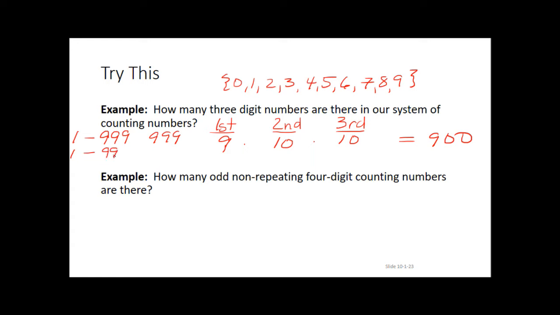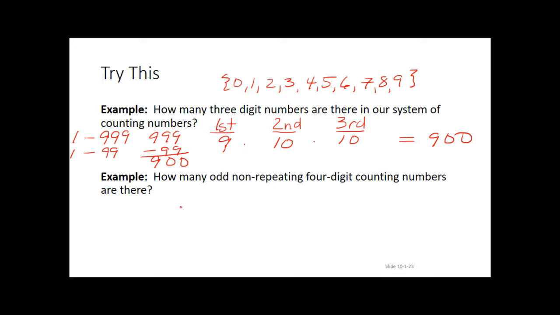So I'm going to take away the numbers 1 through 99, which there are 99 of those. And if you subtract that, you're going to get 900. So that's a perfectly valid way to determine how many 3-digit numbers there are in our system of counting. But I wanted to demonstrate how the fundamental counting principle works.